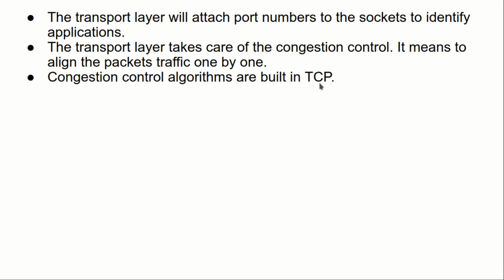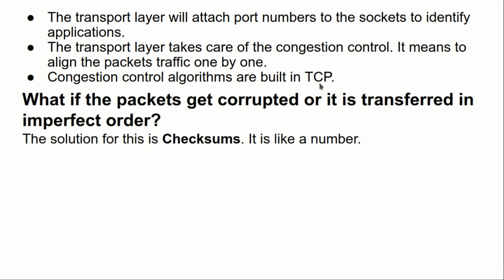Alright, so now let's move to another question: what if the packets get corrupted or are transferred in imperfect order? There will be a situation where the data will be corrupted in between when you are sending the data, or it will be in imperfect order. Let's say you send the data Bilal Khan, so the imperfection will be like Khan Bilal. So the data is not in perfect order. How do we deal with this situation? The solution for this is checksums.